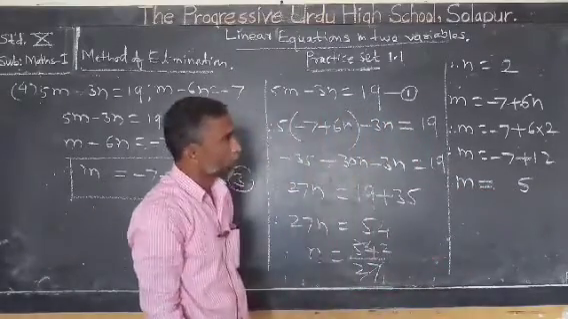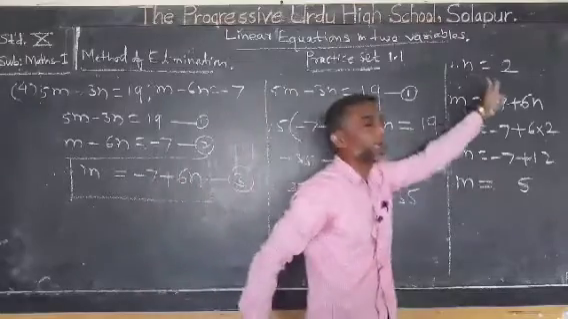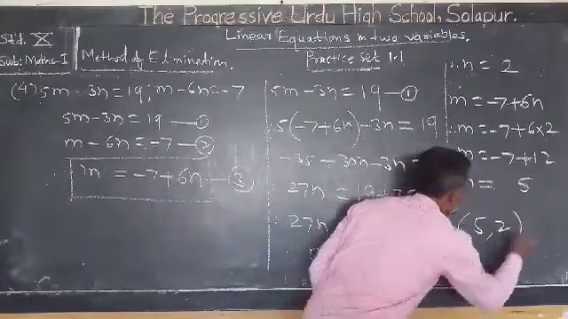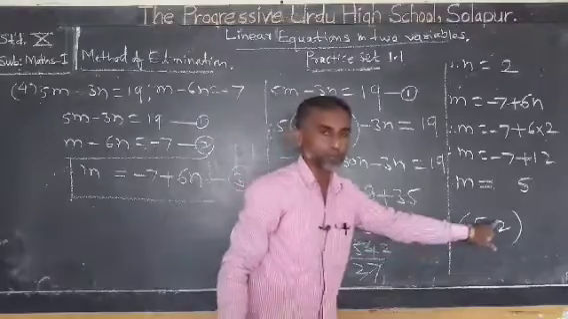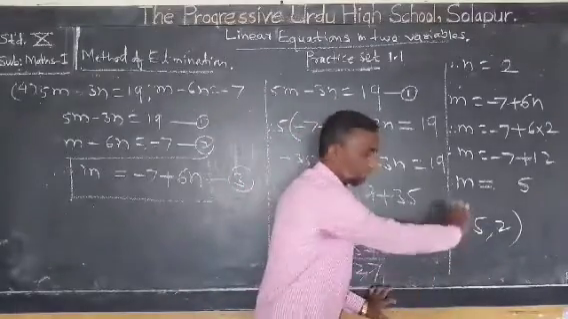In this way, we got the value of both the variables m and n. So the solution of the equation is 5, 2. Write the answer in the last line.